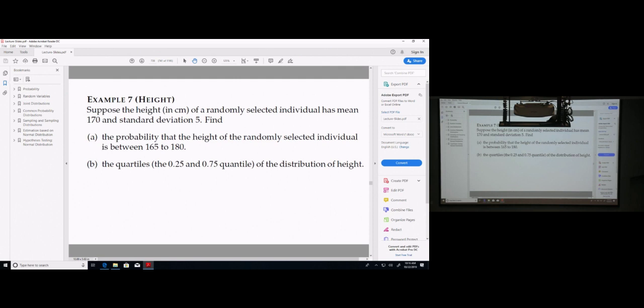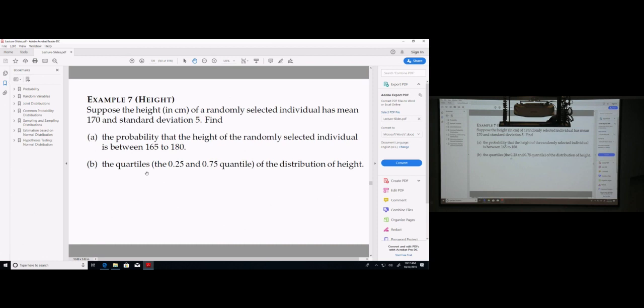For example, this is the situation. Suppose the height in centimeters of a randomly selected individual has this mean and standard deviation. We are interested in finding the probability that the height of a randomly selected individual is somewhere in the middle of this, 1 standard deviation below the mean and 2 standard deviations above the mean.